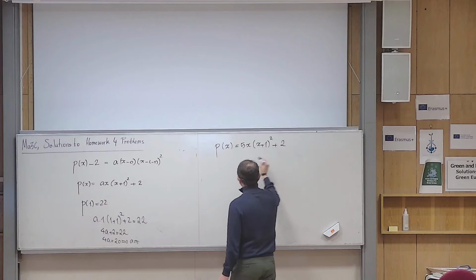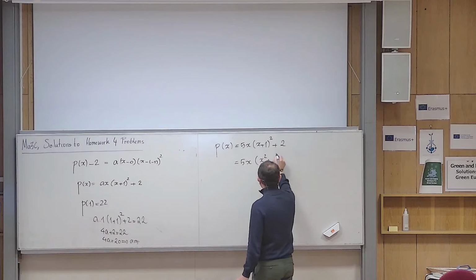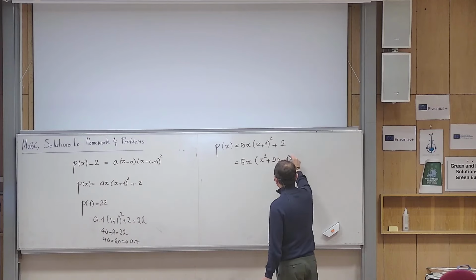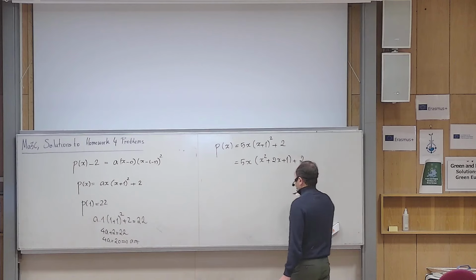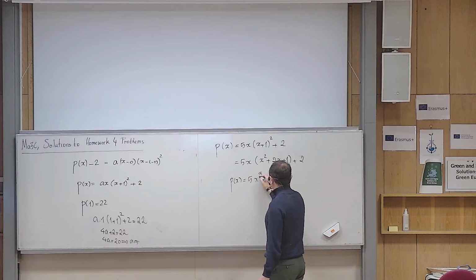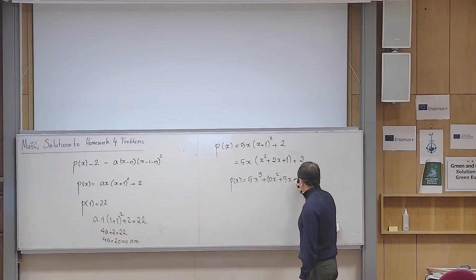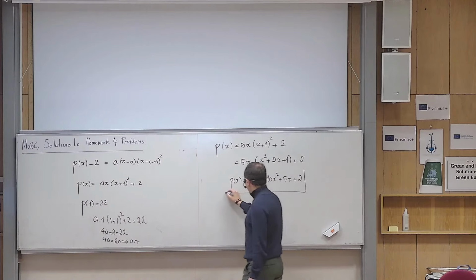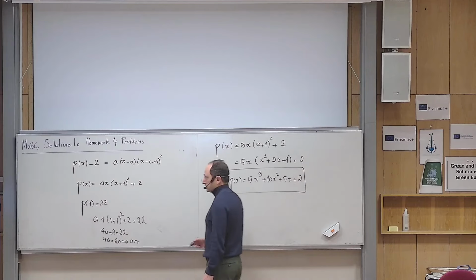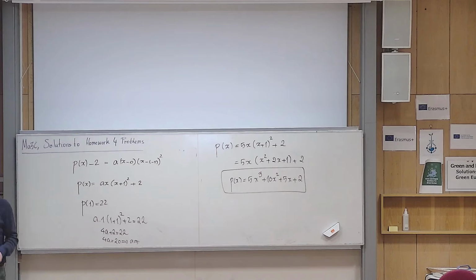You have to put it in a standard form, so I have to expand. x squared, 2 times the first one times the second one, and then plus 2. And then I multiply 5x in. So it becomes 5x cubed plus 10x squared, and then I have 5x plus 2, yes? This is what I expected you to write for this question. And sorry for the inconvenience that I might have caused for some of you.